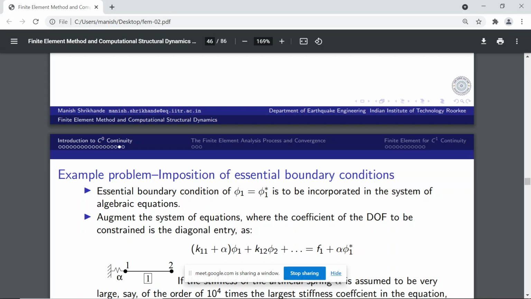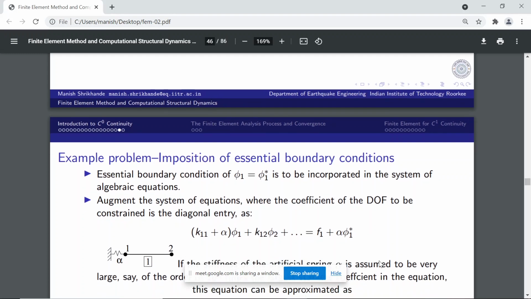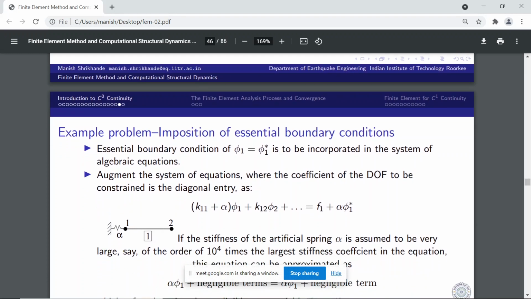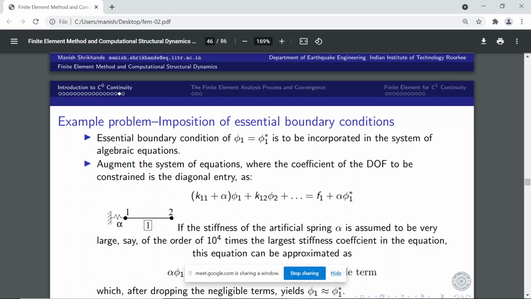And alpha is a constant which is much larger than any of the terms here, any of these coefficients k11, k12, k13, etc. So maybe 10 raised to the power 5 times larger than this. So what happens when you have this? This is similar to attaching a very stiff spring of stiffness alpha at that degree of freedom, phi 1, right? So if the stiffness of this artificial spring alpha is assumed to be very large, let's say of the order of 10 raised to the power 4 or 10 raised to the power 5 times the largest stiffness coefficient in this row, then this equation can be approximated.